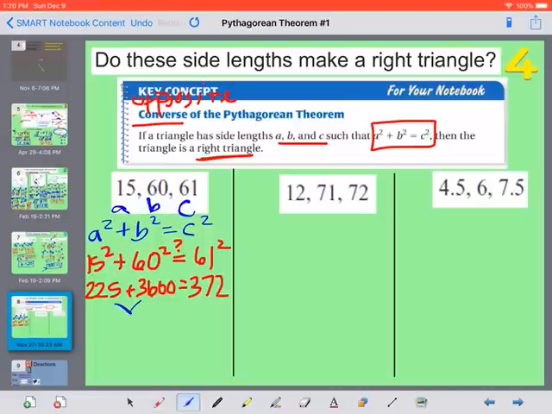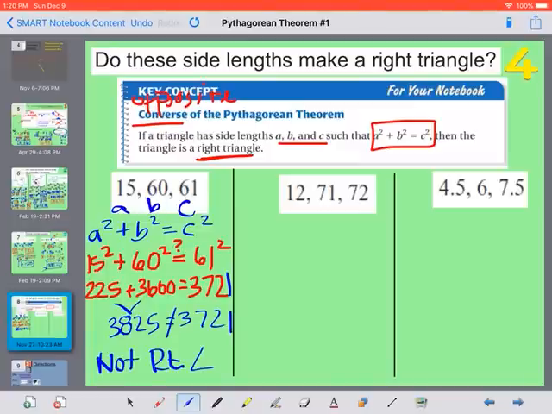So if we add these two together, 3,600 plus 225 gives us 3,825. Oops, 61 to the power of 2. I forgot the 1 in there. 3,721. Those are definitely not equal, so this is not a right triangle. Let's try the next one.